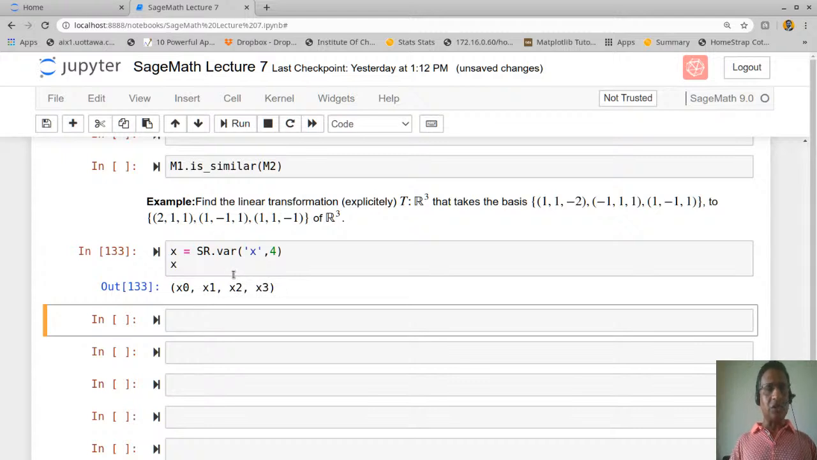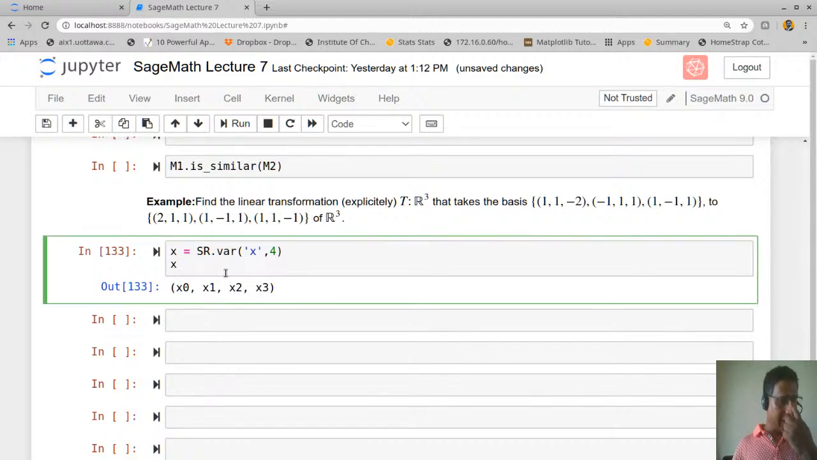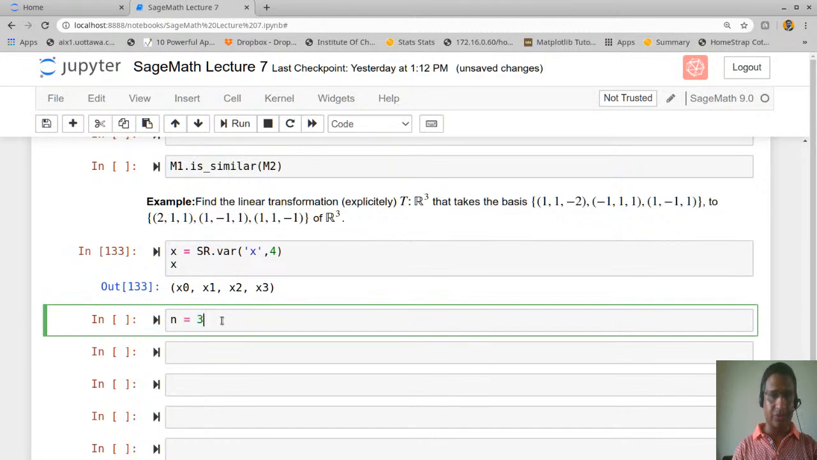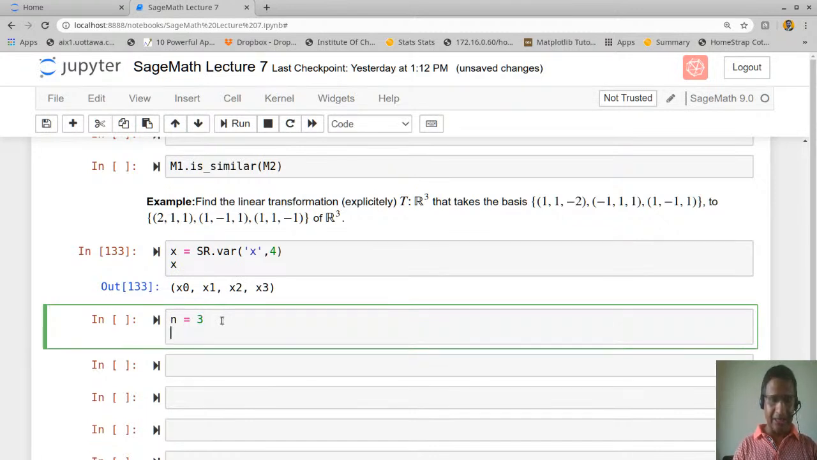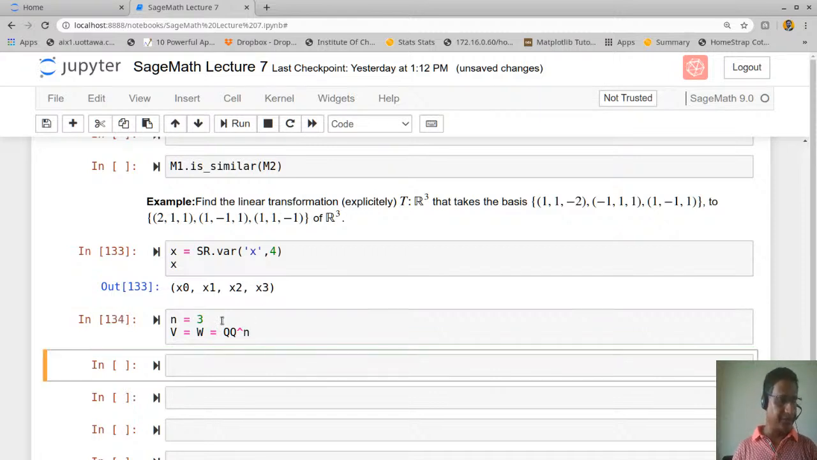Okay, so we will use these. Now what is given to us? We start with n equal to 3, and in this case V is equal to W, which is Q to the power n, that is Q to the power 3. Now let us define these vectors as u1, u2, u3, a basis, and its images as v1, v2, v3. Okay, so let me define that.